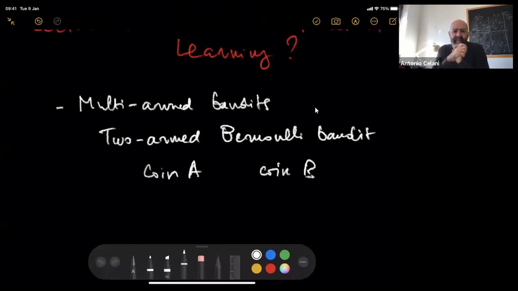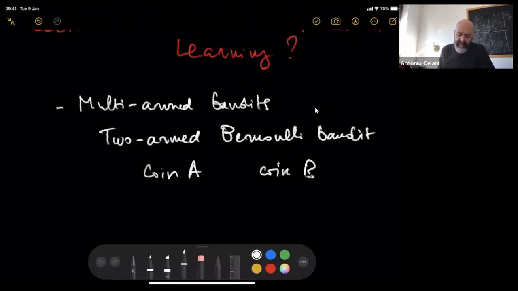So why is this problem difficult and why is it interesting? Well, obviously, if I told you which were the biases of the coins, this would be a very simple problem, right?